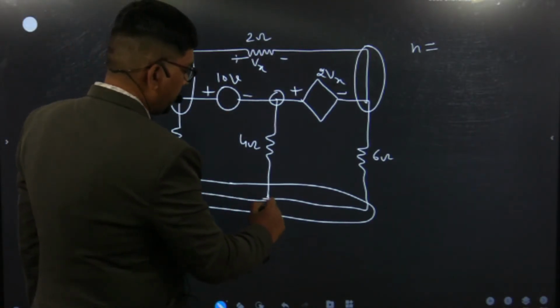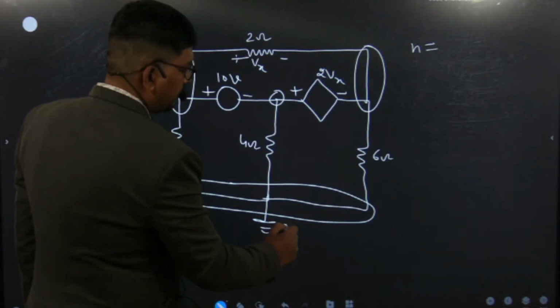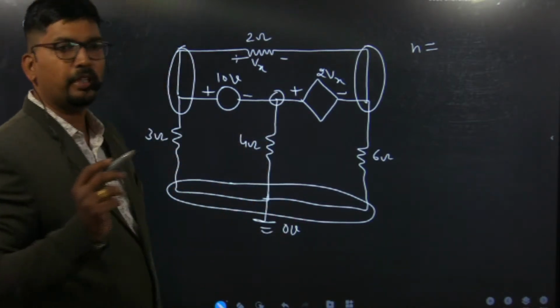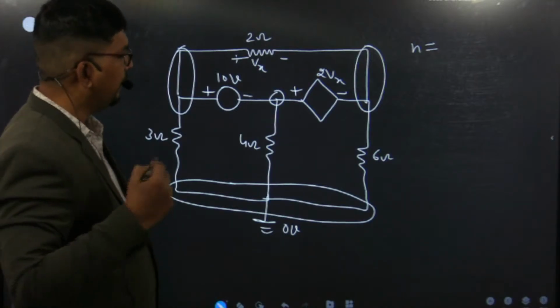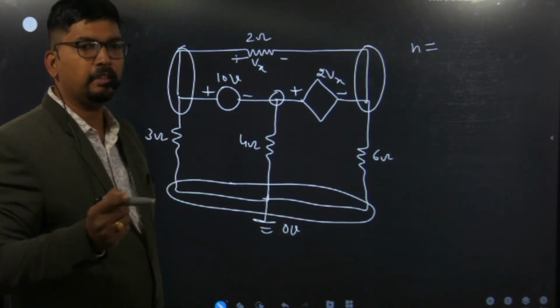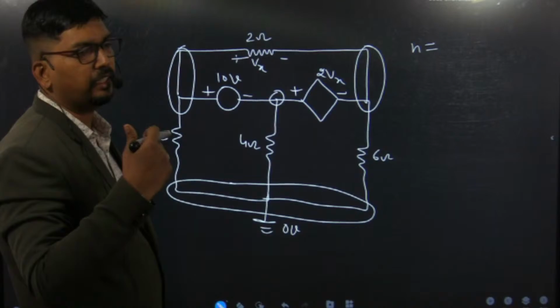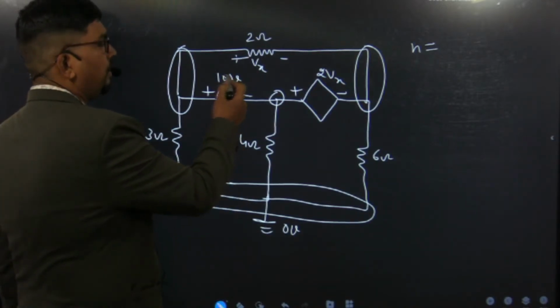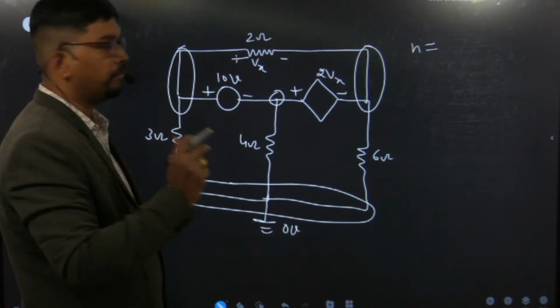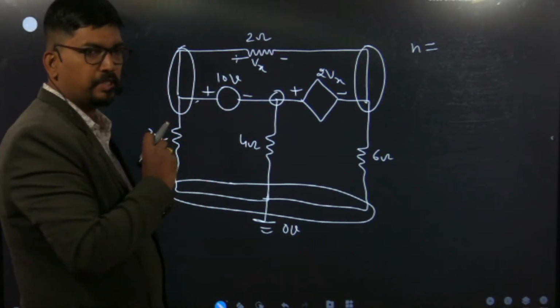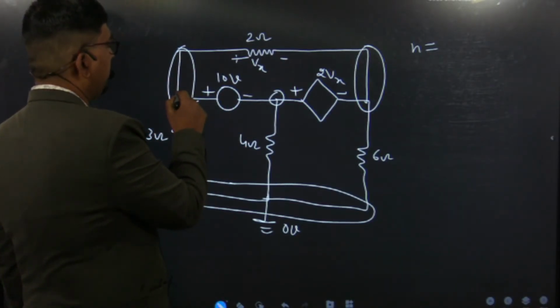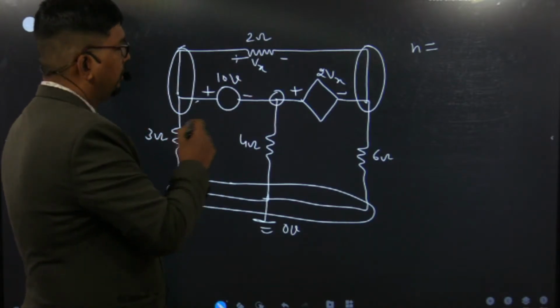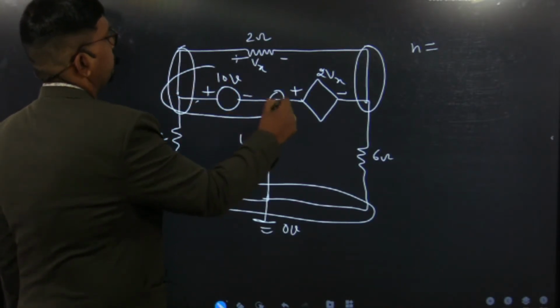Again, step number 2, select the datum node as ground and assume its potential to be 0 volt. Then when any voltage source is present in the circuit, you have to check where it is connected. So this 10 volt is an ideal voltage source. Why? Because there is no series resistance present here, and it is connected between 2 non-reference nodes. So this is our case of the super node.